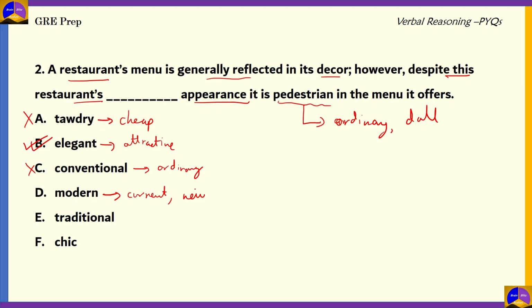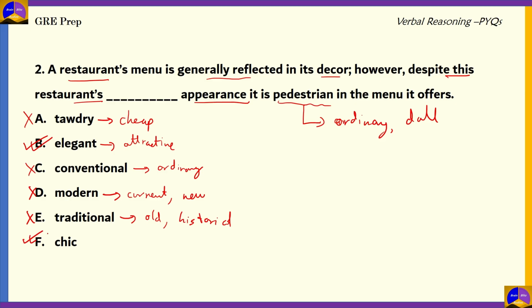So again, while it does signify newness, it does not always mean elegance or attractiveness. So something can be modern but still dull or ordinary. So option D is incorrect. Option E is traditional. So this again refers to old, historical, cultural, etc. Again, which does not automatically translate to elegance or attractiveness. So option E cannot be used.